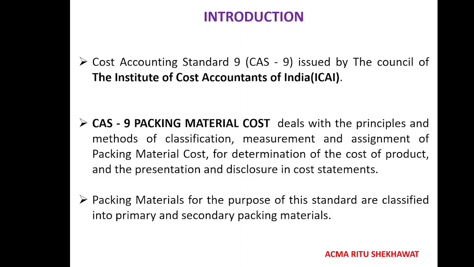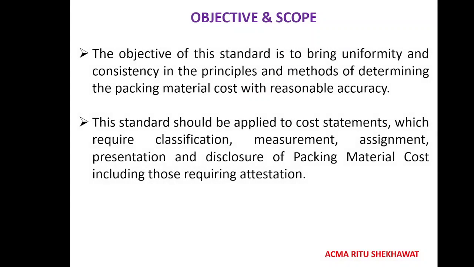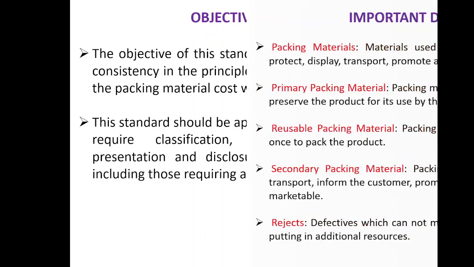Basically, there are two types: primary and secondary packing material. Primary packing material generally holds the product, and it is a necessity. Secondary packing material is not a necessity, but it gives information to the customers. So this is primary and secondary packing material. Objective and scope are something like we have already studied in earlier cost accounting standards.